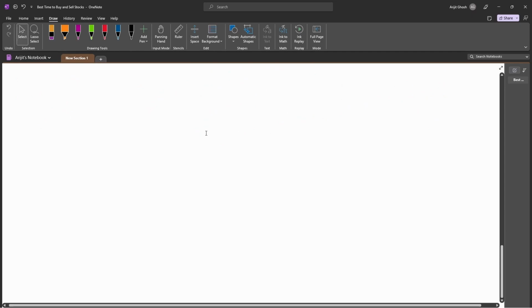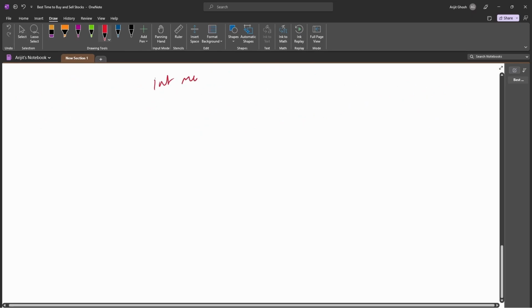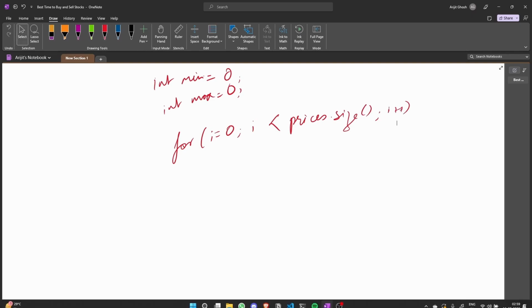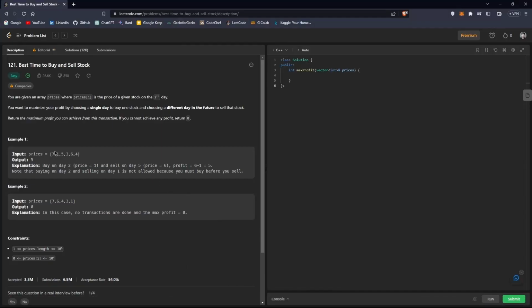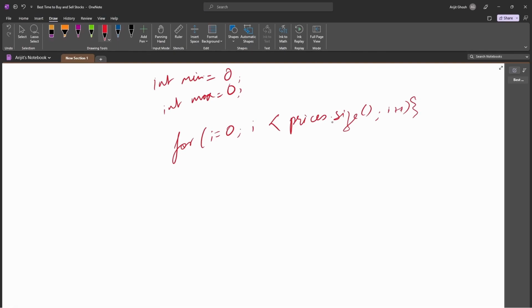Now, coming to approach 2, we will take two values, a min value and a max value. We will initialize both of them to 0. We will run a for loop from i equals 0 to i less than prices.size. I guess it is a vector over there. Let me check. Yes, it's a vector given over here. So we would go for a for loop.